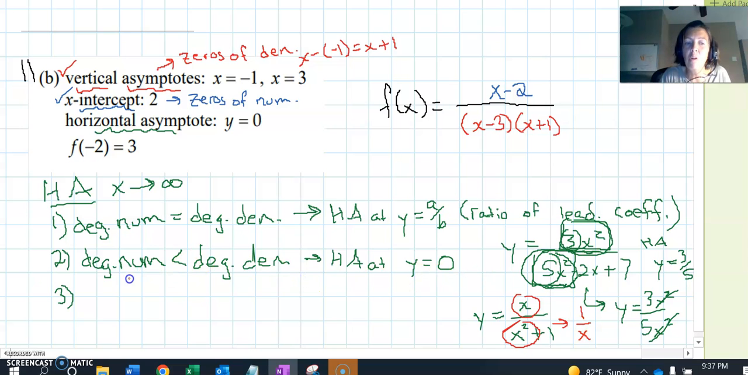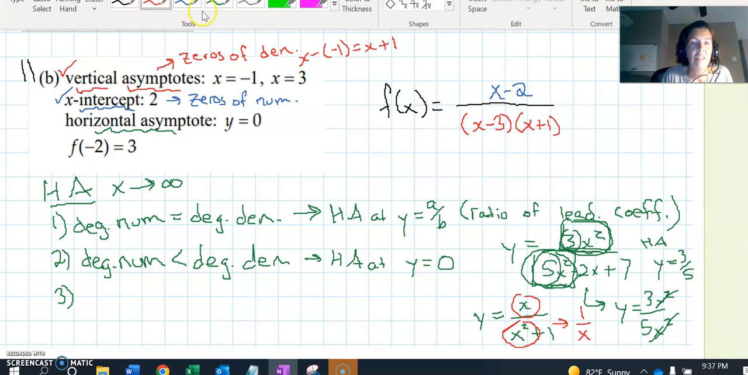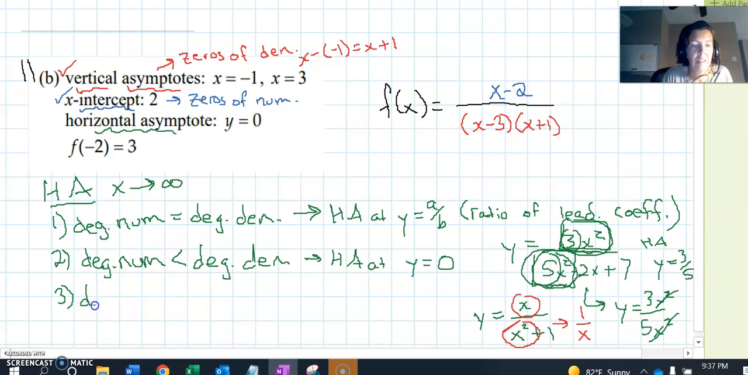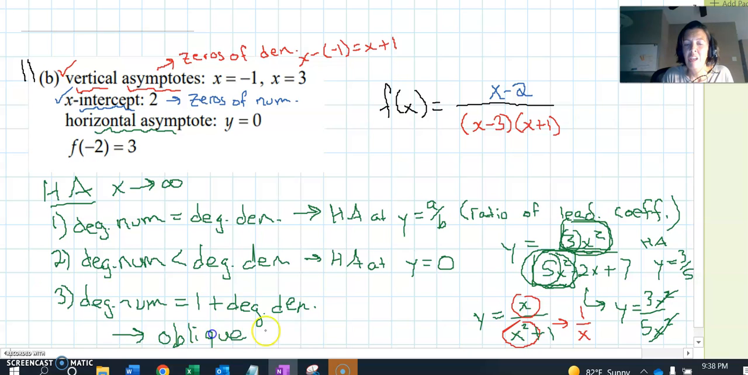Okay, so just in general, higher power on the bottom, horizontal asymptote is y equals 0. And if the degree of the numerator is exactly 1 higher than the degree of the denominator, that's when you get these slanted lines as an asymptote. So you get what's called an oblique or a slant asymptote. Now that opens up a whole other discussion, so I'm just going to leave it there.